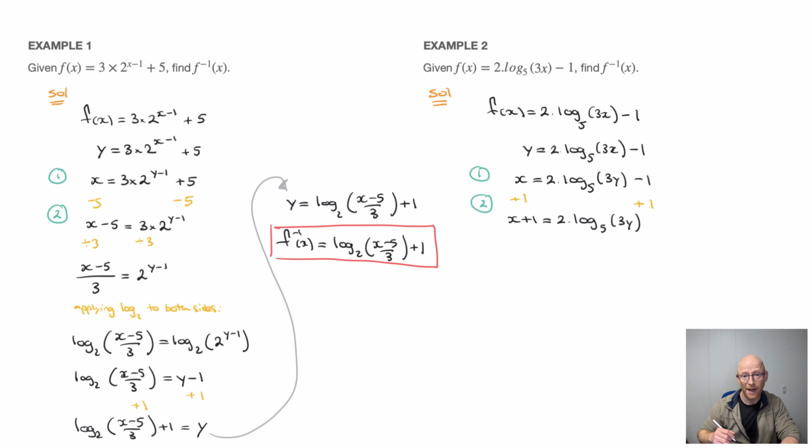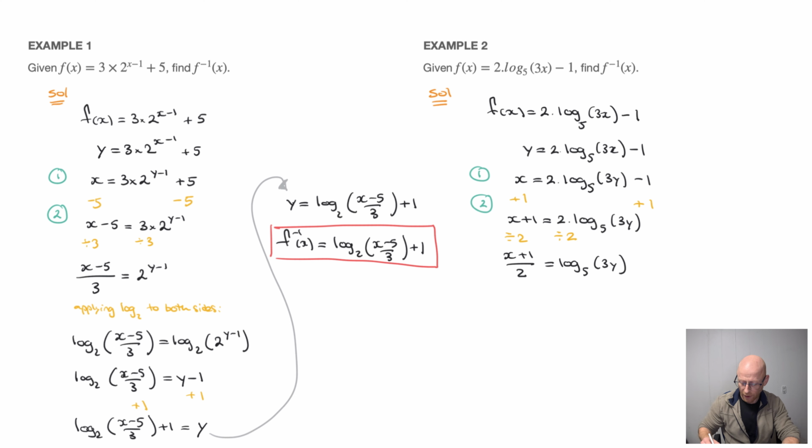I carry on, and I now want to get rid of this 2 that's multiplying the log that we have here. And since this 2 is multiplying the log, to get rid of it, I'll divide both sides of this equation by 2. So this turns into x plus 1 over 2 on the left-hand side, and that's equal to log base 5 of 3y on the right-hand side. And at this stage, we've isolated the term which contains the y. And so now the question becomes, how do we get this y outside of this logarithm?